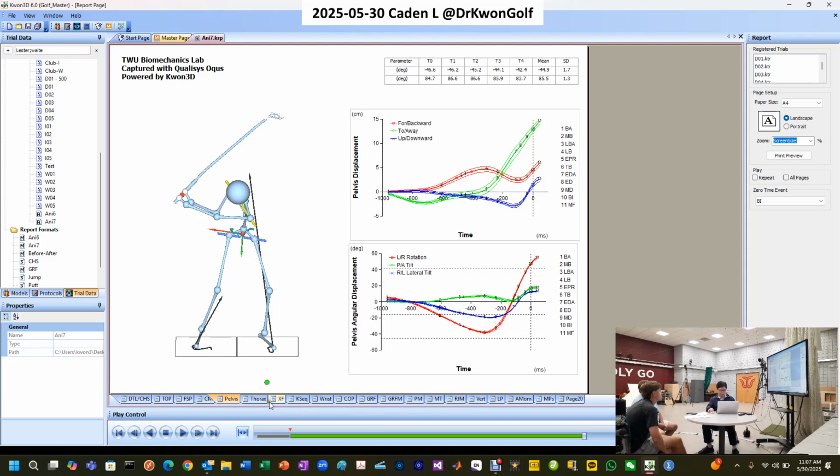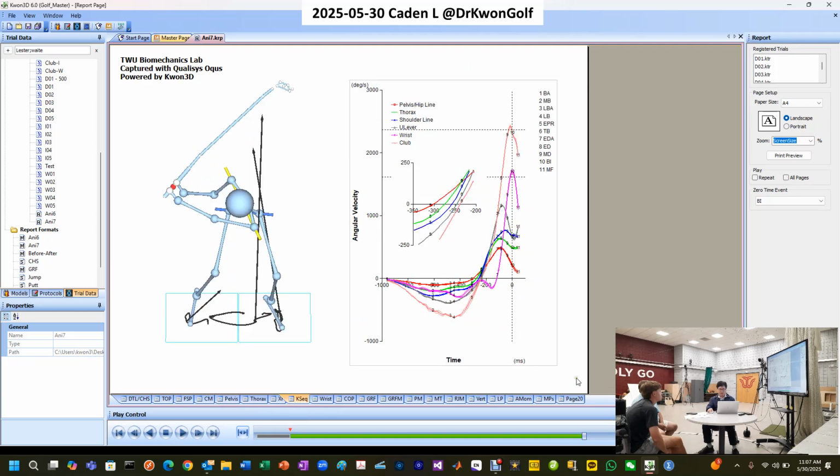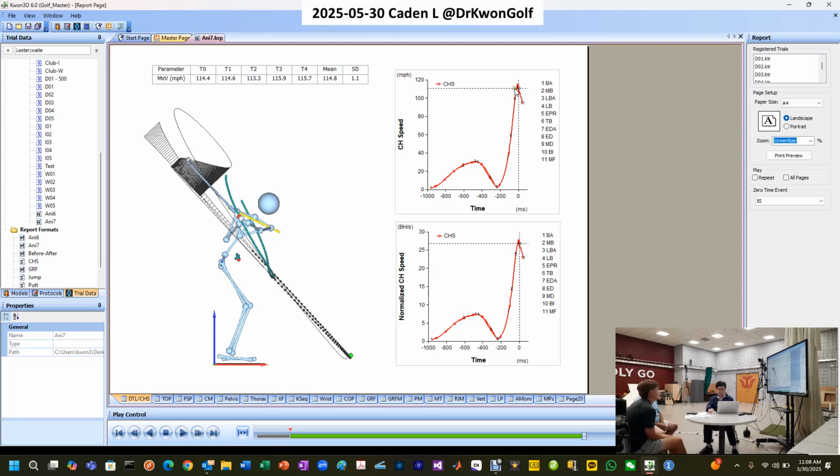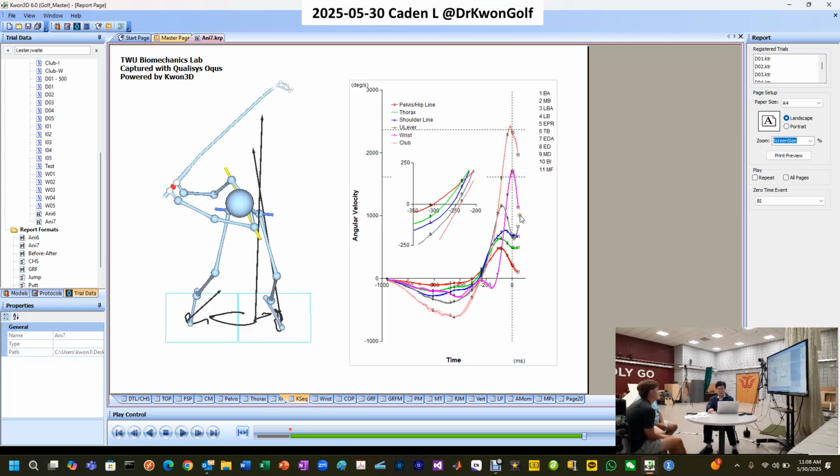And then kinematic sequence. Kinematic sequence here. So he has really good sequential transition here, well spaced. And more importantly, if you look at his wrist motion, wrist angular velocity goes above elite men's average, and this goes above elite men's average here. So his club speed is over elite men's average, but he's using his wrist well here.